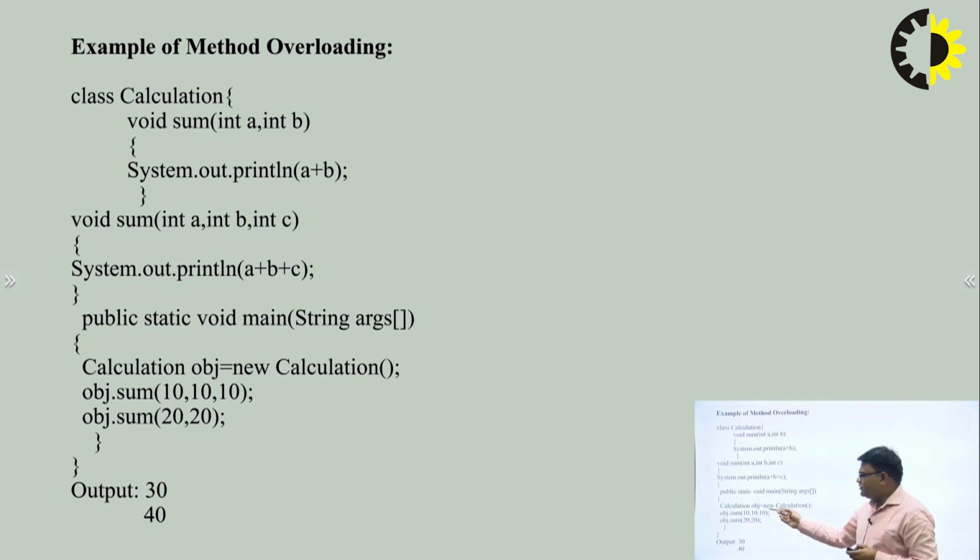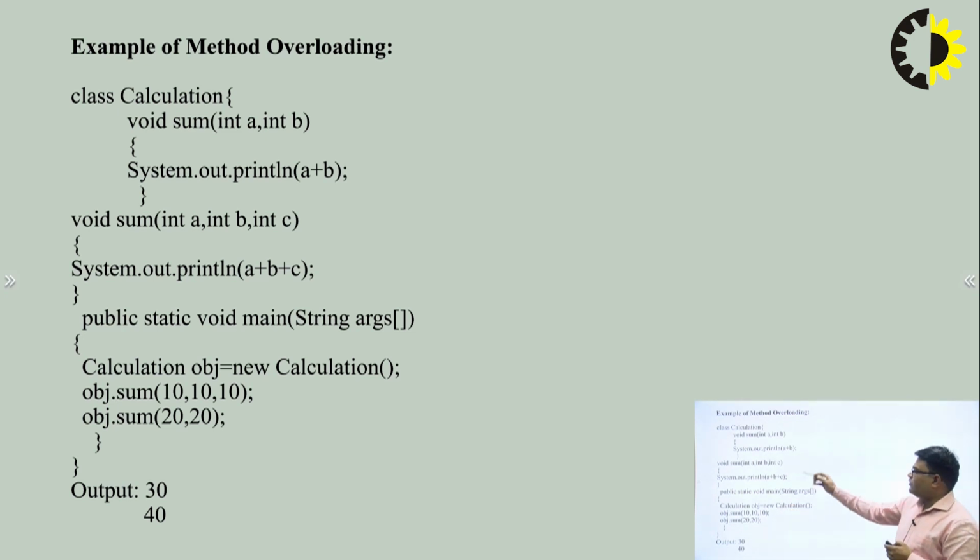Here, we can create an object of that particular class and call the methods according to the parameters we pass, as arguments. If the method has two parameters, then pass two values. If the method has three parameters, pass three values.